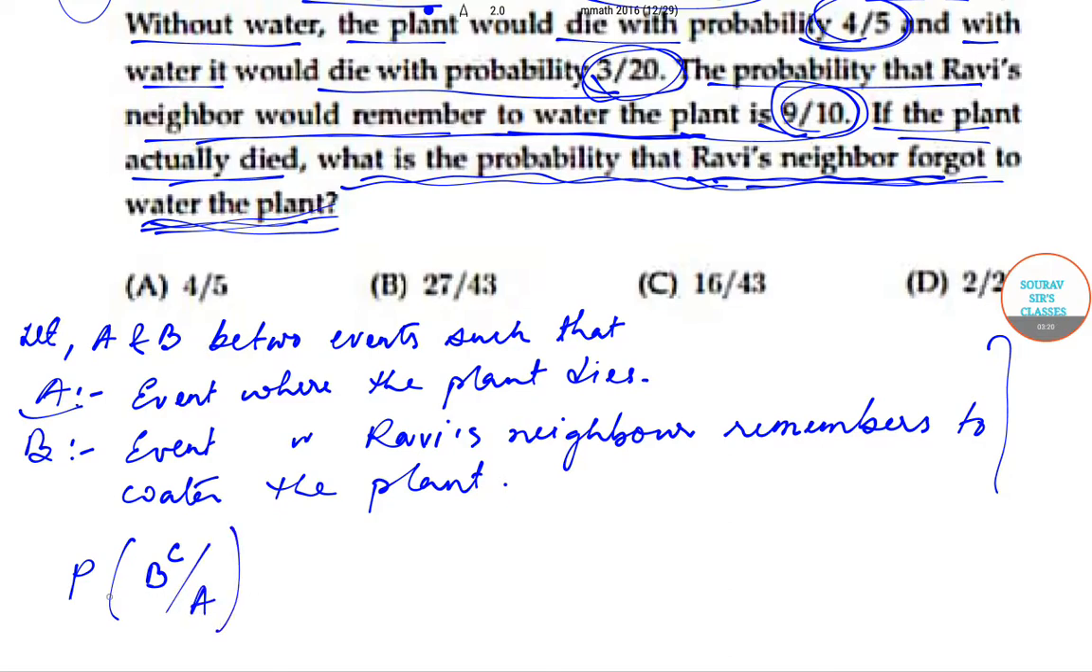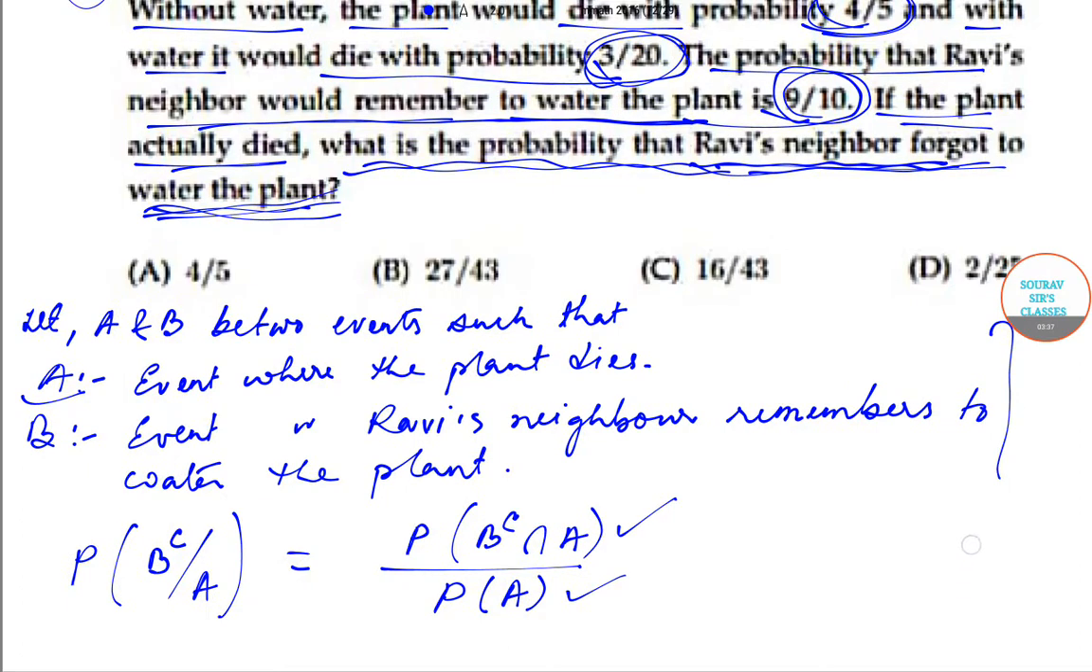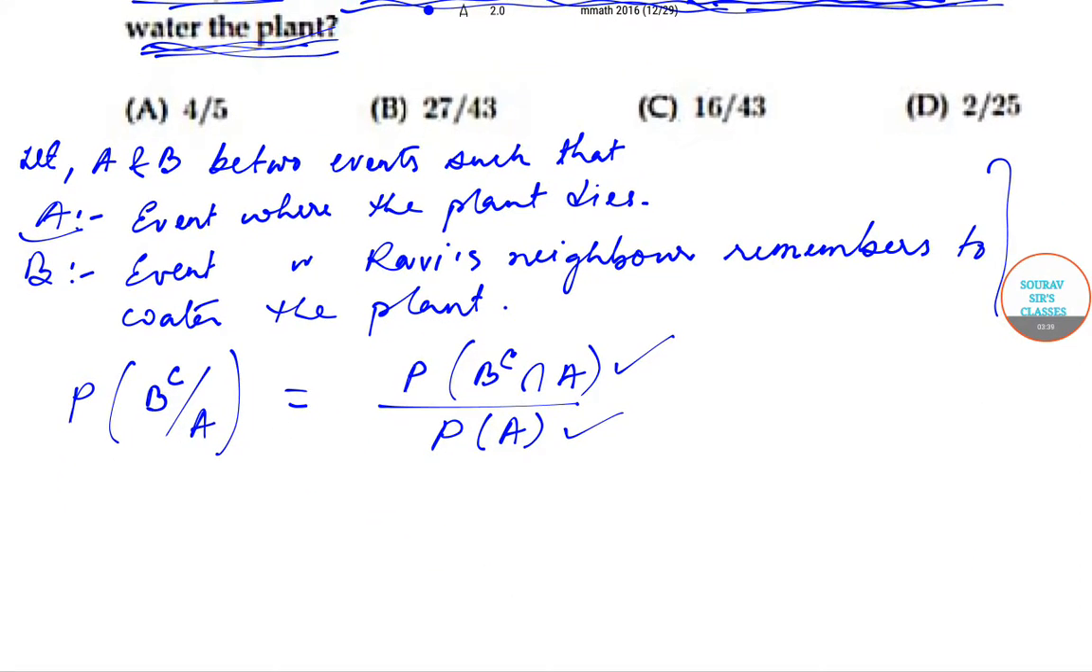So that will be given by probability of B complement given A, and this is nothing but, by the general formula, equal to P of B complement intersection A upon P of A. So we need to find out the probability of B complement intersection A and the probability of A. So these are the things that we are looking for here.